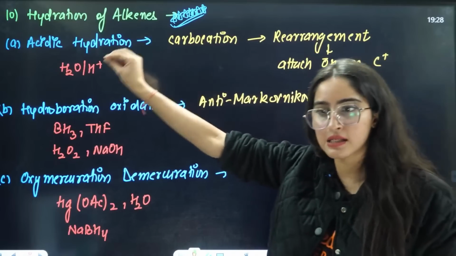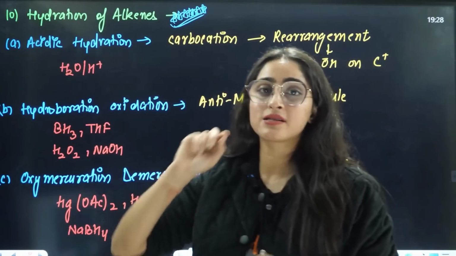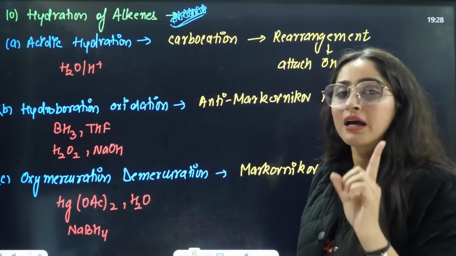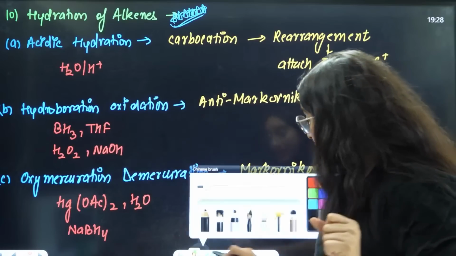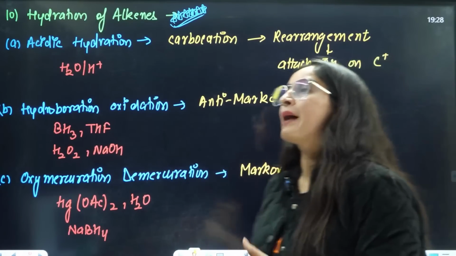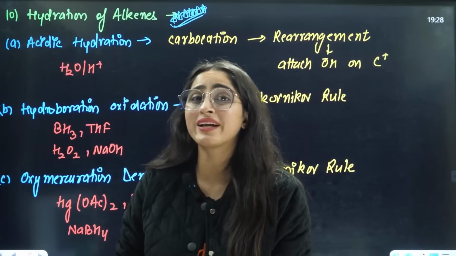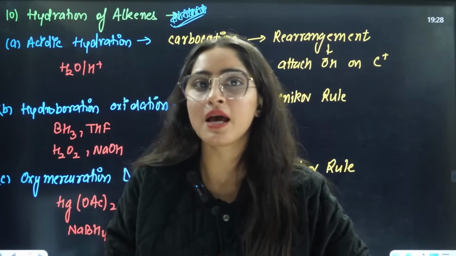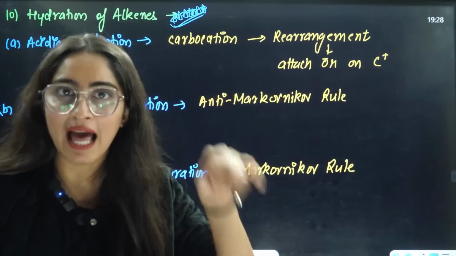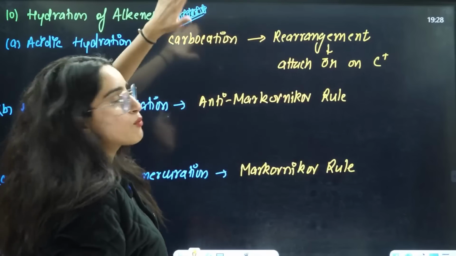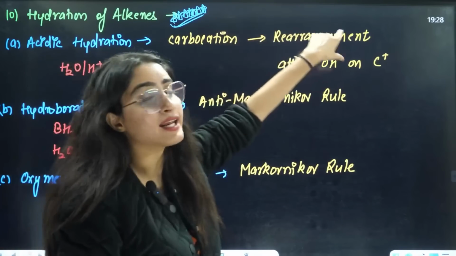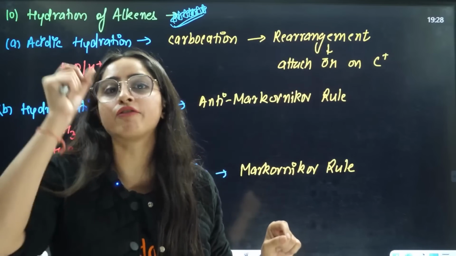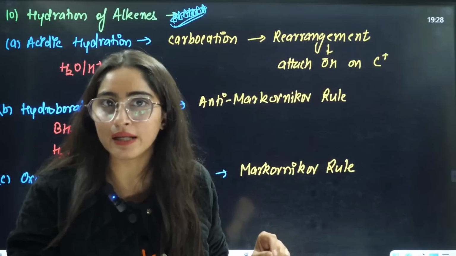The first is acidic hydration. If you talk about acidic hydration, that means you will add water in acidic conditions, right? Now understand, guys, very simple. Here, don't directly apply the Markovnikov rule. You can get the wrong answer, because in reality the mechanism is that a carbocation is formed, after that rearrangement can happen, and after that you have the attachment of OH negative on the carbocation carbon, right?